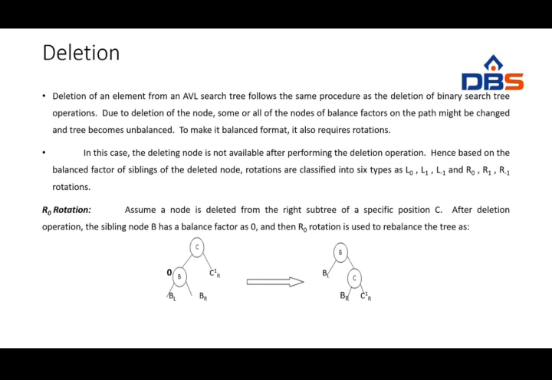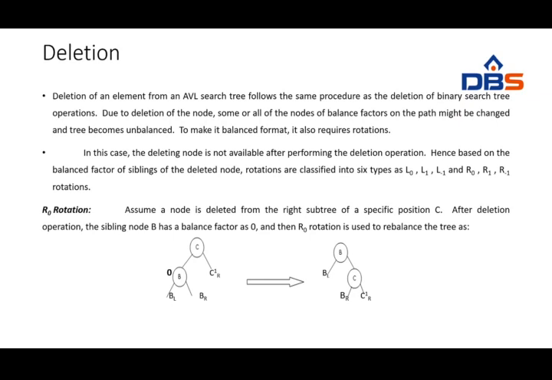See, deletion of an element from an AVL search tree follows the same procedure as the deletion operations of a binary search tree. How to delete in a binary search tree, we have already discussed. Likewise we do it here, but after deleting an element, we check the balance factors for rotation.